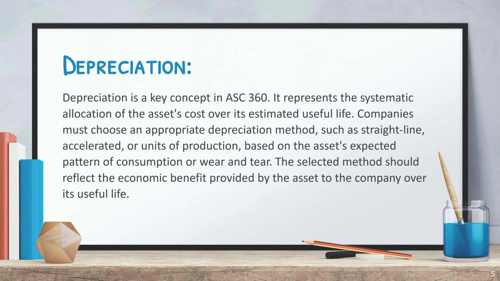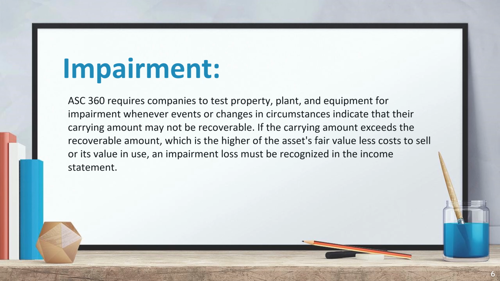Depreciation is a key concept in ASC 360. It represents the systematic allocation of the asset's cost over its estimated useful life. Companies must choose an appropriate depreciation method, such as straight line, accelerated, or units of production, based on the asset's expected pattern of consumption or wear and tear. The selected method should reflect the economic benefit provided by the asset to the company over its useful life.